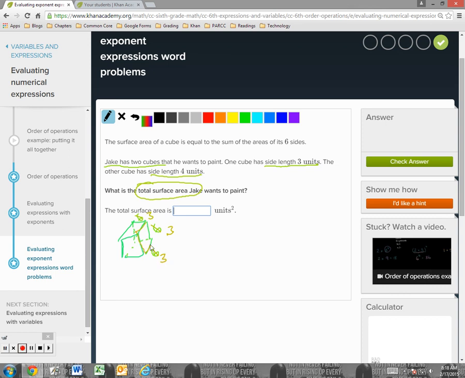So what would the area be of this side? Let's just look at this side. What's the area of that side of the square? Remember, area is essentially length squared. So what's the area of that side? What are the dimensions of it? 3 by 3. So what's 3 squared? 9. Okay, so we know that area for this is 9 because we did 3 times 3.